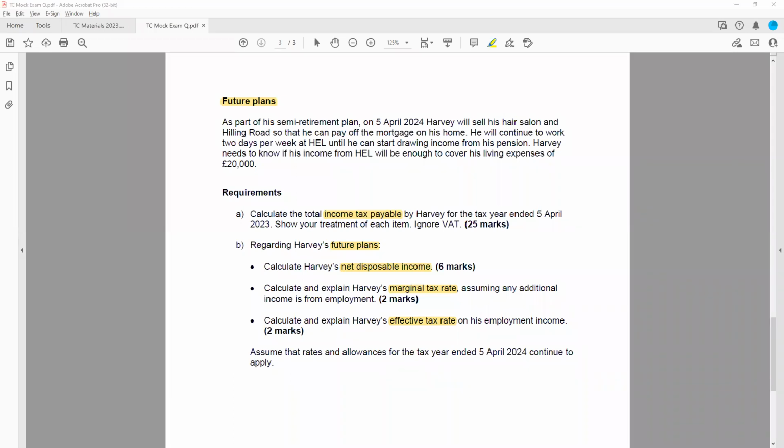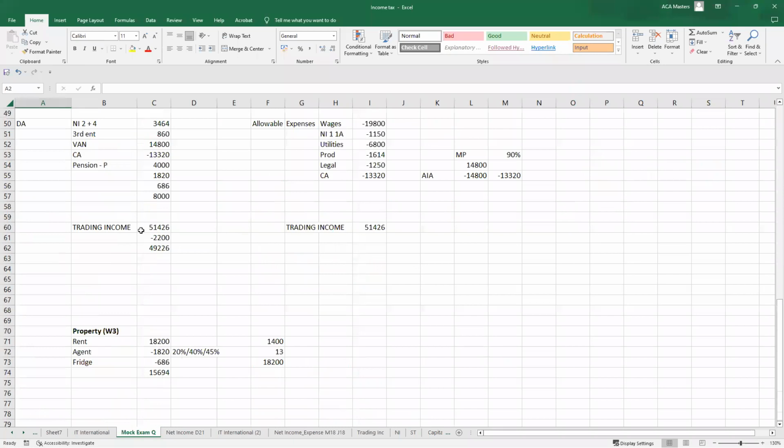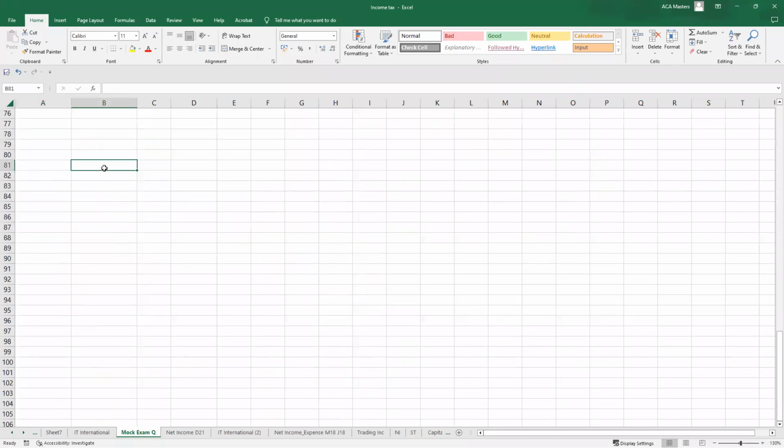So the next part of the question was regarding Harvey's future plans. Firstly, calculate his net disposable income. This is a very popular question in the TC exam, and it requires you to not just think about tax. Somebody's net disposable income is all of their income that they're going to get, minus all of their expenses.